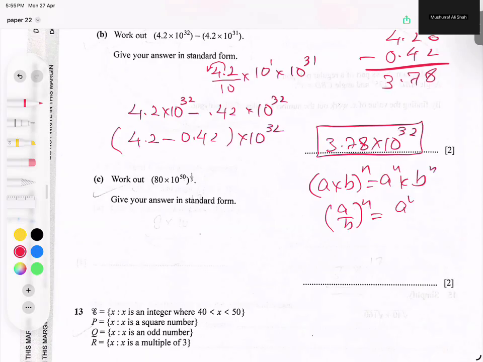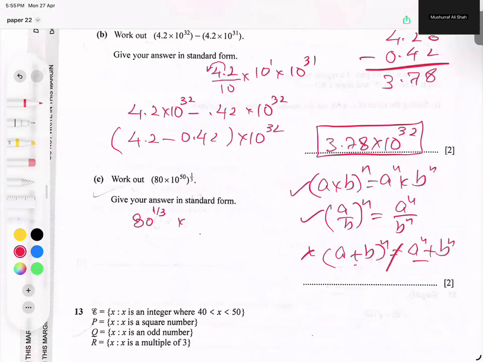In case of plus and minus, it is not possible. I repeat my words. In case of plus, if you think a to power n plus b to power n, or in case of minus, it is not possible. So it means the upper two are possible, and this is not possible. So we can distribute 8 to power 1 by 3 separately, and 10 to power 50 inside, and 1 by 3 outside. And power to power, they multiply.